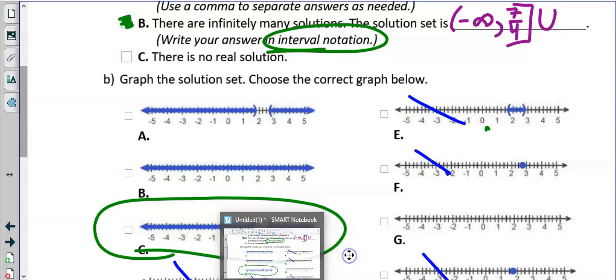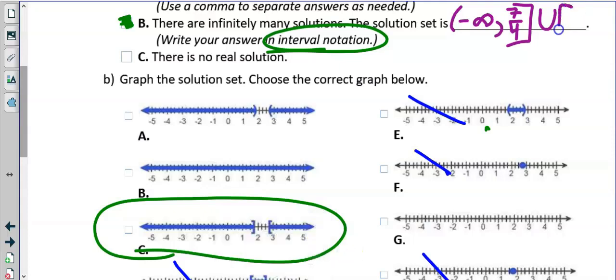All right. What do we put down next? Bracket, then 11/4, comma infinity, and a parenthesis. There it is. That's the interval notation, and that's what OR interval notation looks like. You should have a union. Questions?